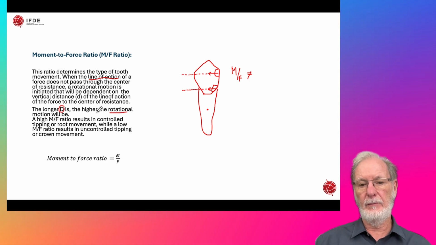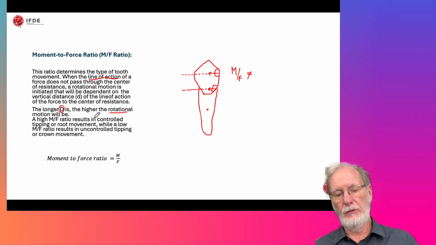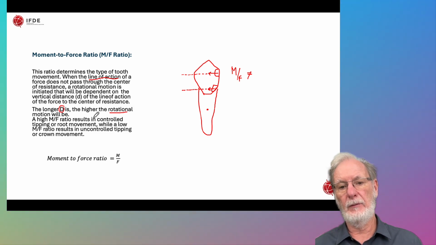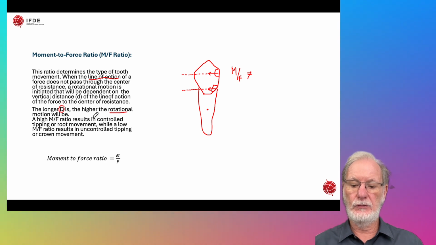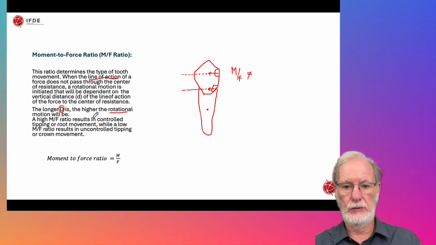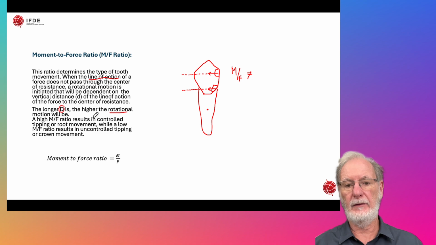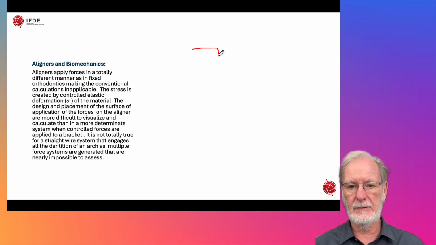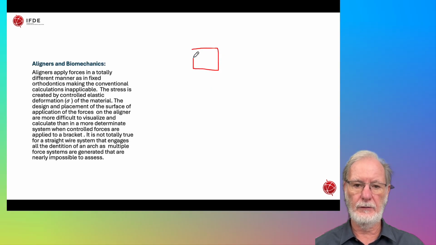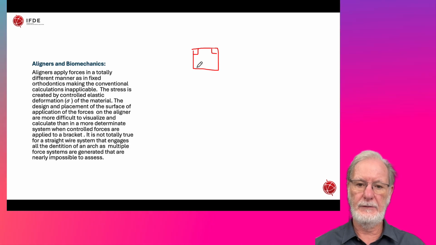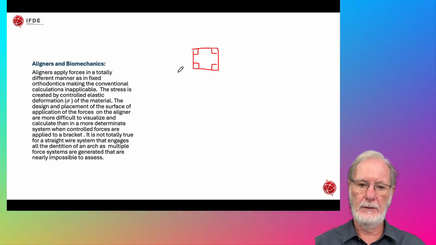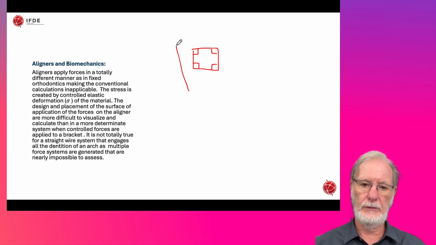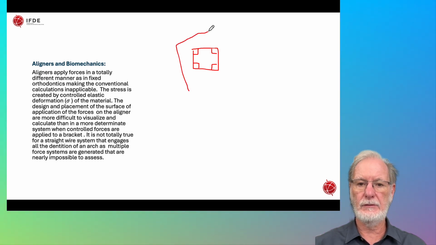So always keep that in mind when you are programming your aligners and how they will be applying the forces: it's super important to be able to manipulate where the moment or the force will be applied to get this moment to force ratio. In biomechanics, we look at the bracket all the time, and these have been published extensively by many great orthodontists, one being Dr. Burstone, Dr. Melson. All these people are really experts.